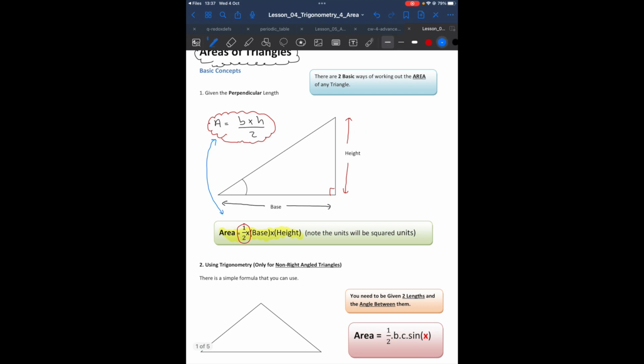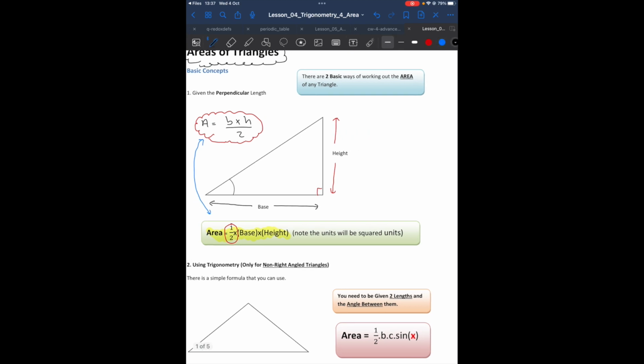Perpendicular basically means that the height and the base of the triangle are at 90 degrees to each other. So sometimes you'll get a straightforward right angle triangle like this, where it's very, very easy to see where the base is and where the perpendicular height is. Sometimes you may get a more conventional triangle which looks like this. And it's clear to see where the base of the triangle is. It's basically this length here.